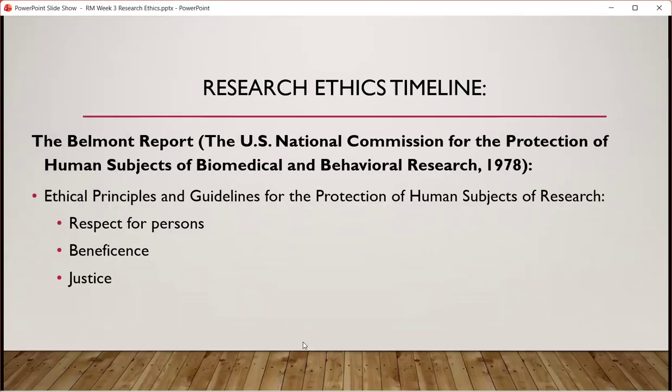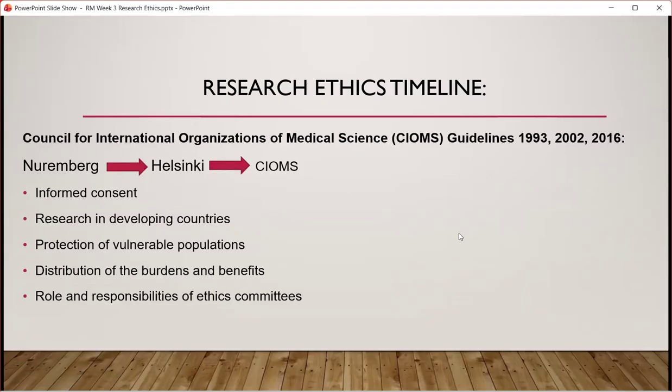We also have in 1978 the Belmont Report, which is the U.S. National Commission for the Protection of Human Subjects of Biomedical and Behavioral Research. Out of these guidelines, we developed respect for persons, beneficence, and justice. So here you can see sort of a timeline.